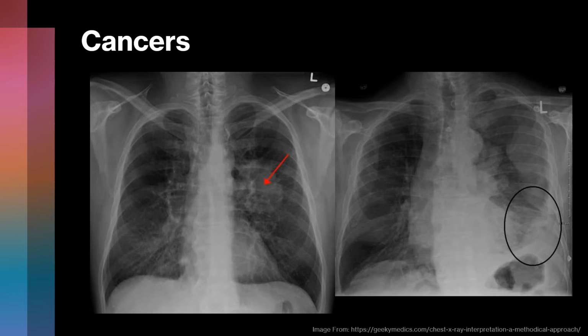So cancers can have a widely varied presentation on x-rays, and one of the most obvious presentations is that on the left, which is that of a tumour. So you can see a shadow in the left lung shown by the red arrow, whereas the right image is displaying an example of a mesothelioma.